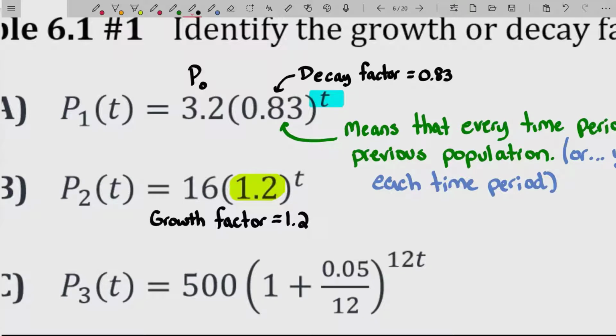Again, I don't want you to just look at it and memorize, okay, 1.2 growth factor. I want you to think, what does that mean? It means every time period that passes, you multiply your previous population by 1.2. That is, it's growing by a factor of 1.2.